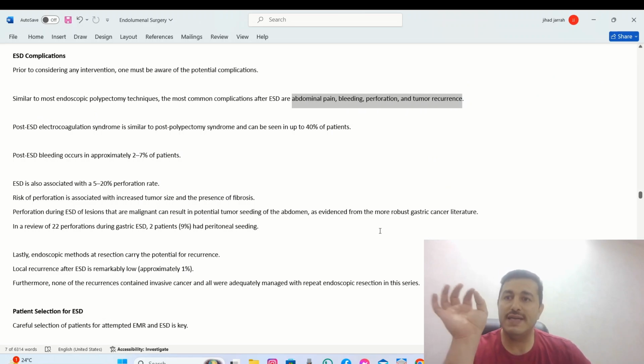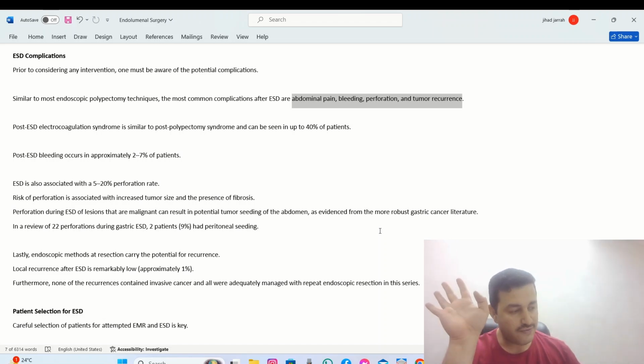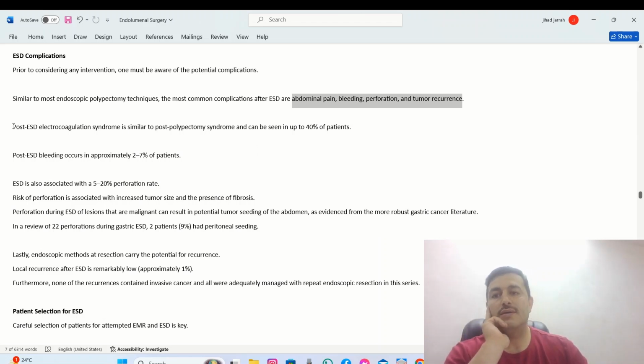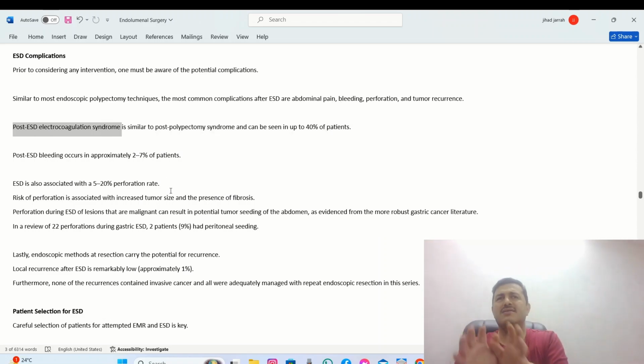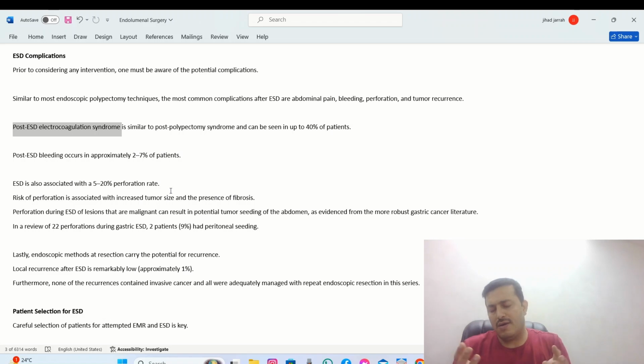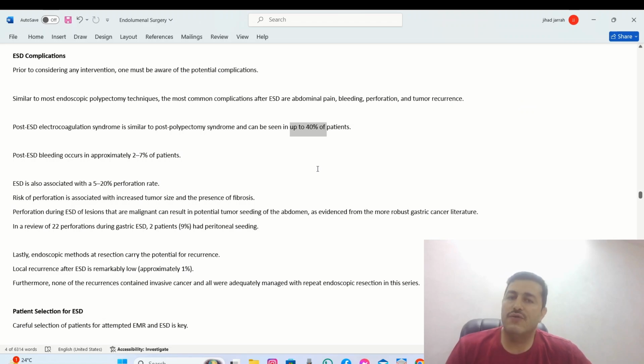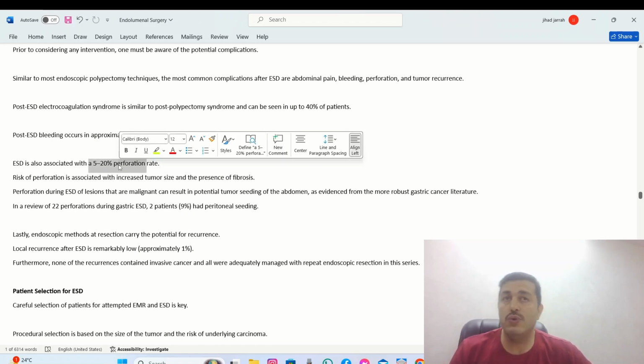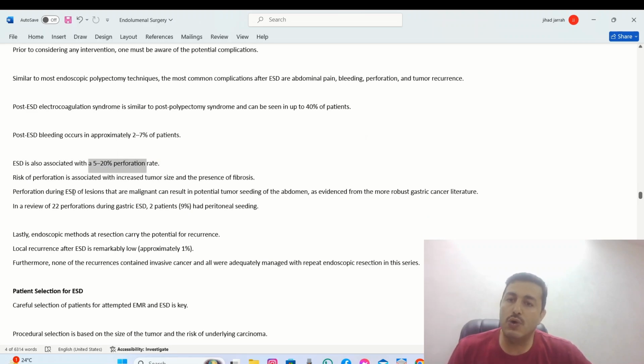One of the unique complications related to endoscopic submucosal dissection, do you remember that we said that we use a knife, an electrosurgical knife? So we have what we call the post endoscopic submucosal dissection electrocoagulation syndrome. It is the same as the post polypectomy syndrome. It is a constellation of abdominal pain, fever, leukocytosis without perforation, and it's up to 40% of the patients and treated conservatively. Bleeding also up to 7%. Perforation also higher when we compare it to endoscopic mucosal resection, as we go deeper.